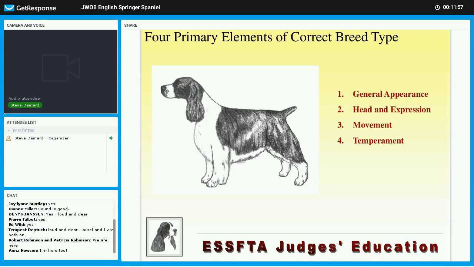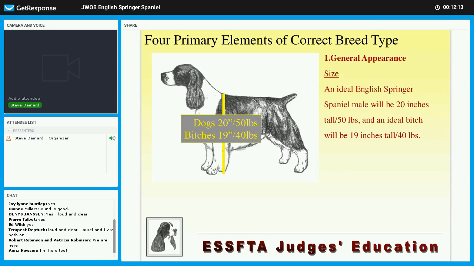Again, so we're going to look at general appearance, head and expression, movement, and temperament. Those are really the four main considerations that help you get your head around a quality exhibit and be able to reward it appropriately when it presents itself to you in the ring, and not miss it for sure. Okay. So the Springer again is a medium size spaniel.